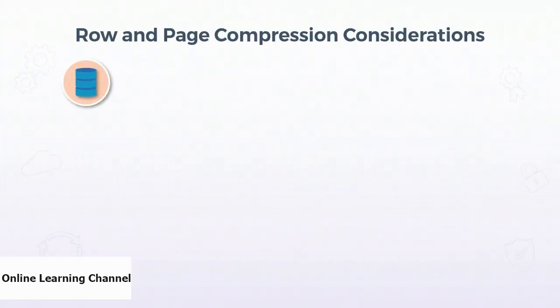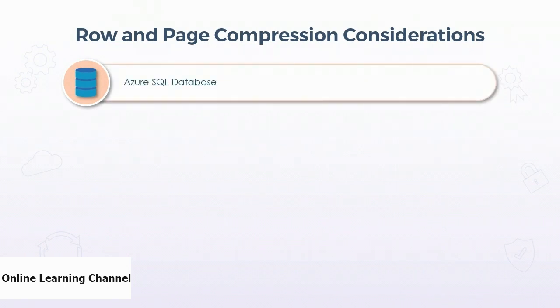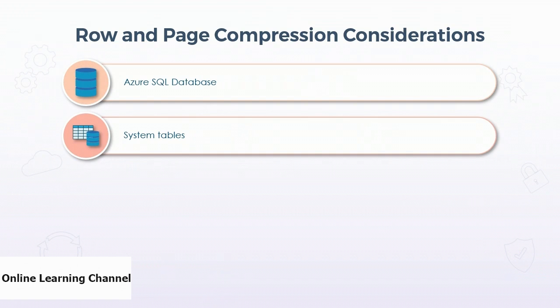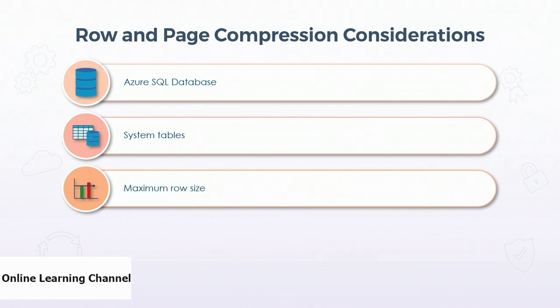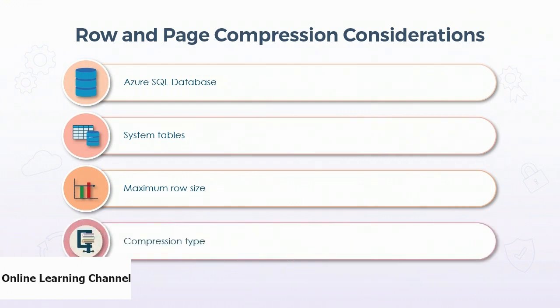When using row and page compression, though, there are some things that need to be considered. One of these is the form of compression that's available for each edition of Azure SQL Database. You should also know that compression is not available for system tables. Compression allows more rows per page, but does not change the maximum row size of an index or a table. So compression can't be enabled when the maximum row size plus the compression overhead exceeds the maximum row size of 8,060 bytes. And finally, the compression type can be specified as row, page, or none.